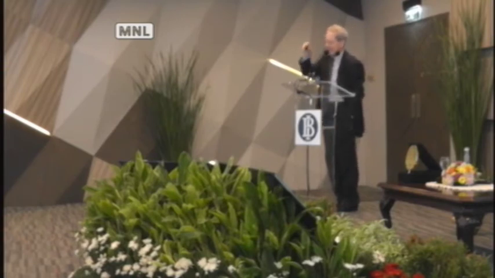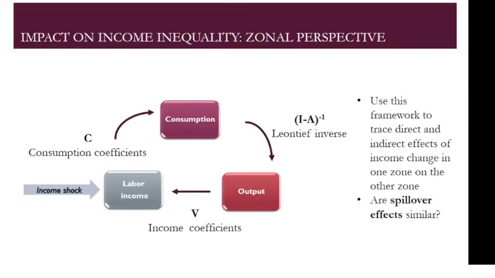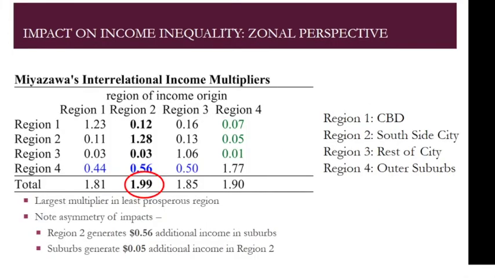And what we were able to do is trace this circular flow of income from consumption to output to further income, and try to understand what the nature of the spillover effects are. And again, for this four-region division of Chicago, what we were able to capture is something called an interregional income multiplier. What does that mean? It says if I earn an additional dollar of income and I spend it, who benefits? And the who in this case are the four regions of Chicago. And what you can see is an amazing degree of asymmetry here.